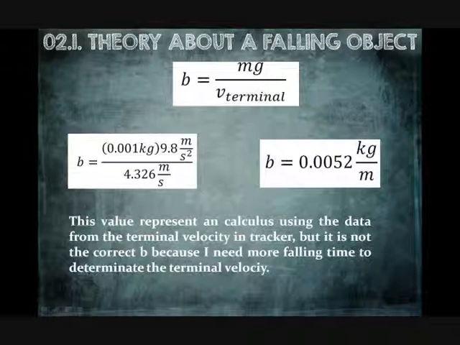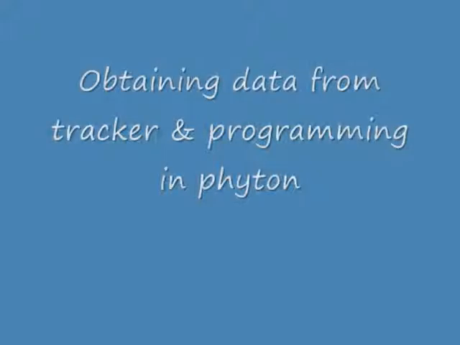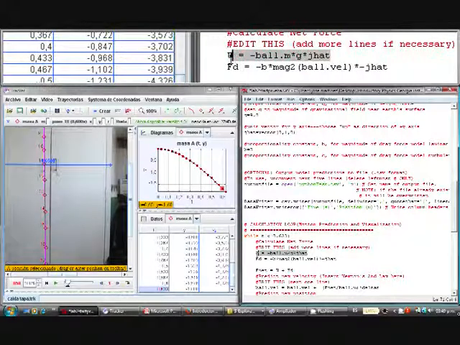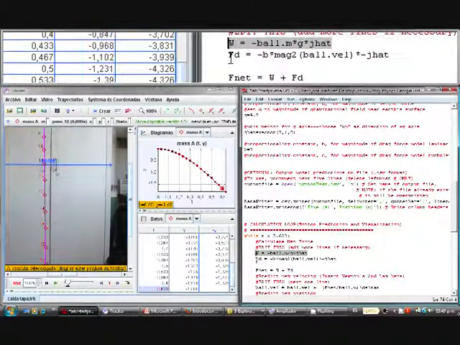Using this velocity, I computed the constant as 0.0052, but something is different with the model and the experiment. This could indicate that the terminal velocity is not 4.326 meters per second. All the physics is put in the programming data page.